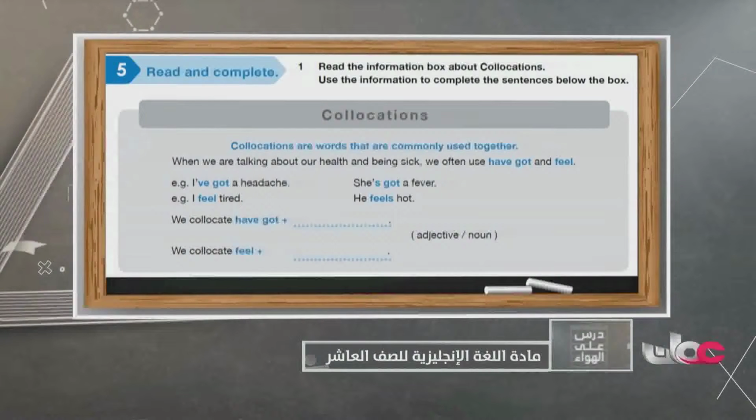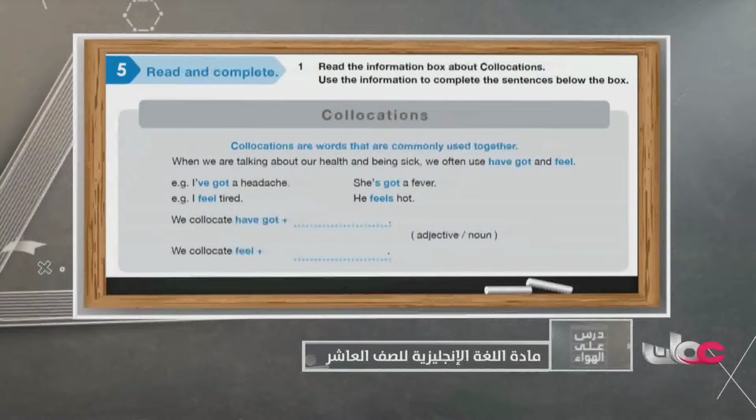So when we are talking about our health and being sick, we often use have got and feel. We use two words, have got and feel. Look at these examples. I have got a headache. She has got a fever. Then with feel, I feel tired and he feels hot.